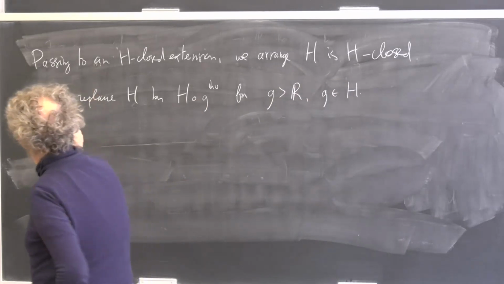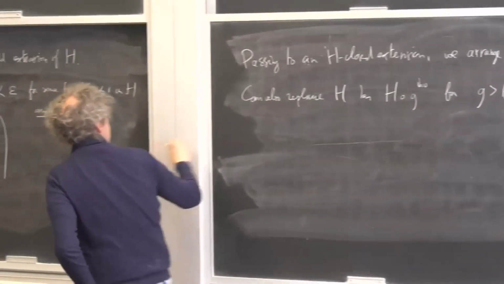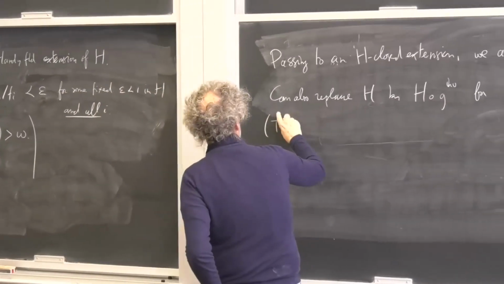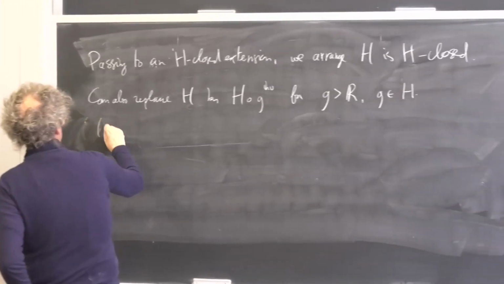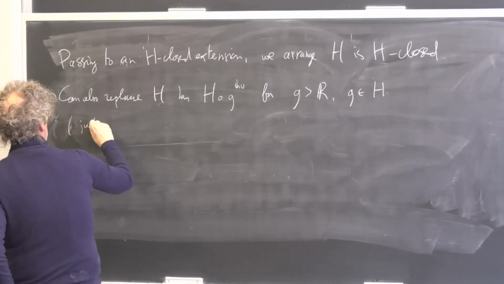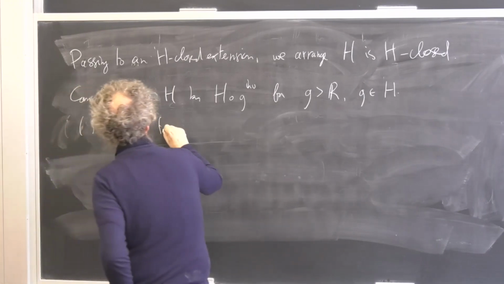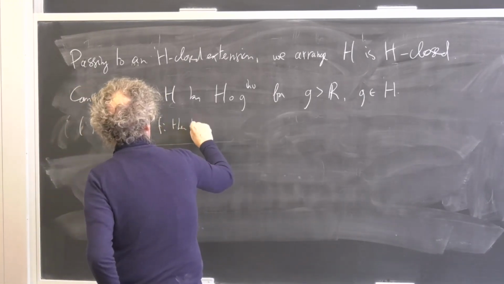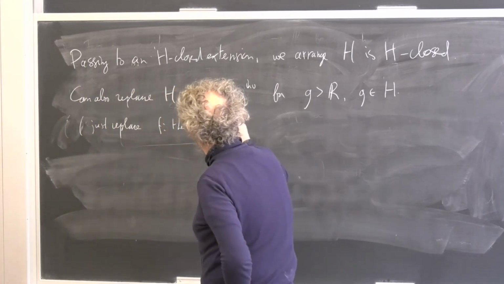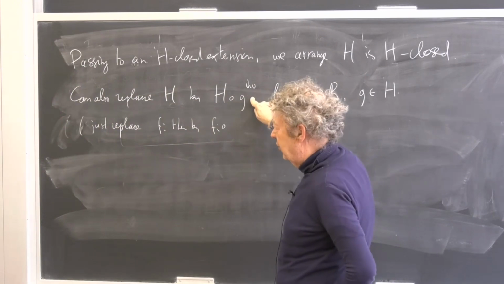The thing is that then the Fi's get replaced by this. Replace Fi then by the corresponding Fi. This is again a Hardy field. It's still actually H closed.